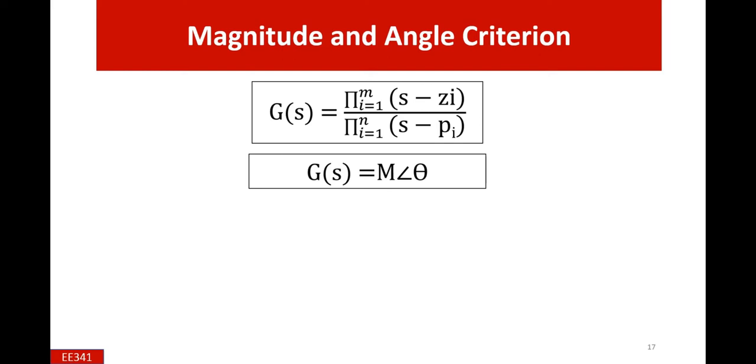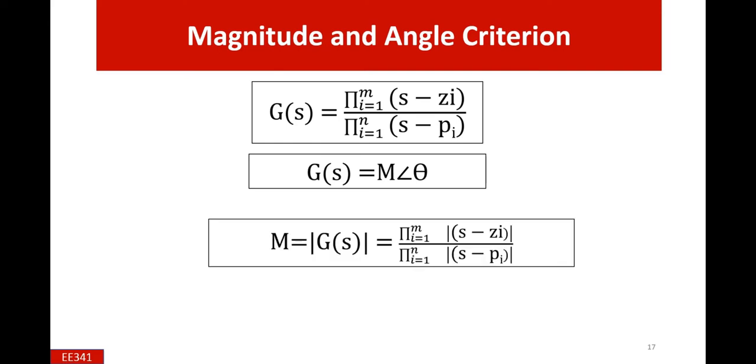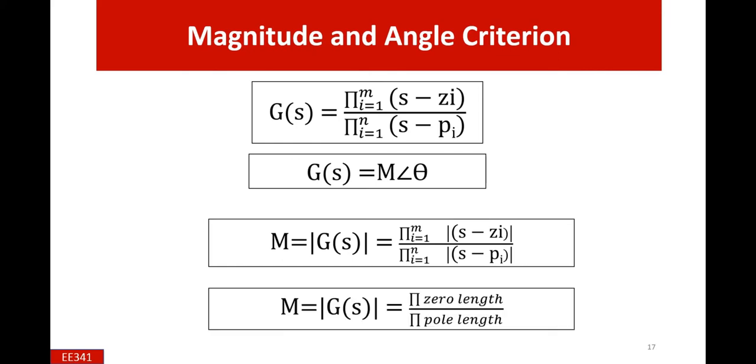If we have this type of function, then we can easily manipulate the whole function in terms of magnitude and phase. We can find the magnitude just by taking the mod values, and these mod values represent the length of the product of the zeros to the product of the poles. We can try this type of example, and definitely you will understand.